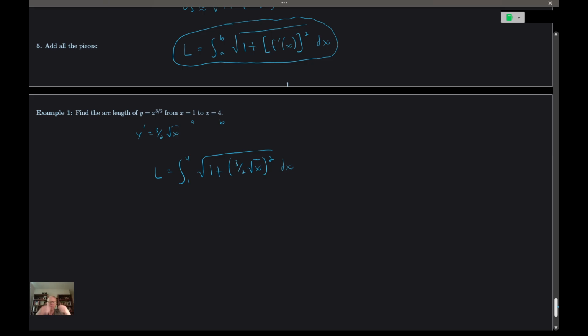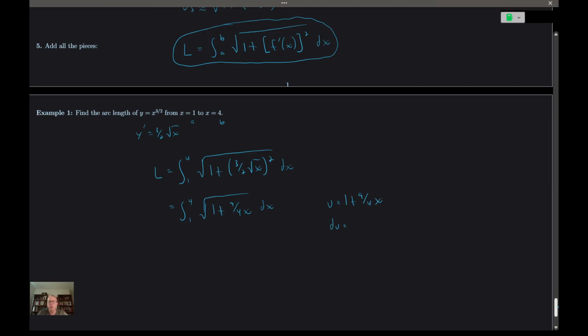And so, sometimes these will look a little bit intimidating maybe when you first set them up, but usually once you simplify them, they're not going to be too bad. So let's simplify this. So we get 1 plus, squaring this, 9/4 x. And of course, this is just a linear function under a radical, which is not a big deal to integrate. We'll use u substitution just to make sure we don't lose any fraction in here.